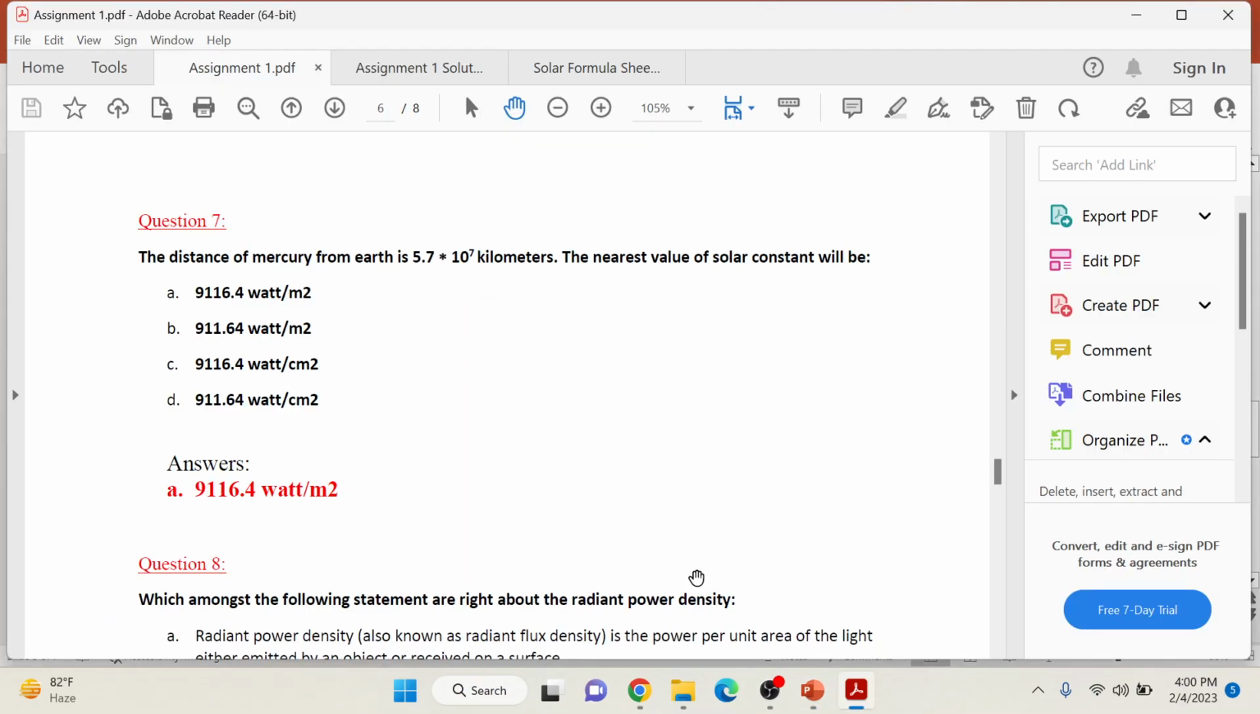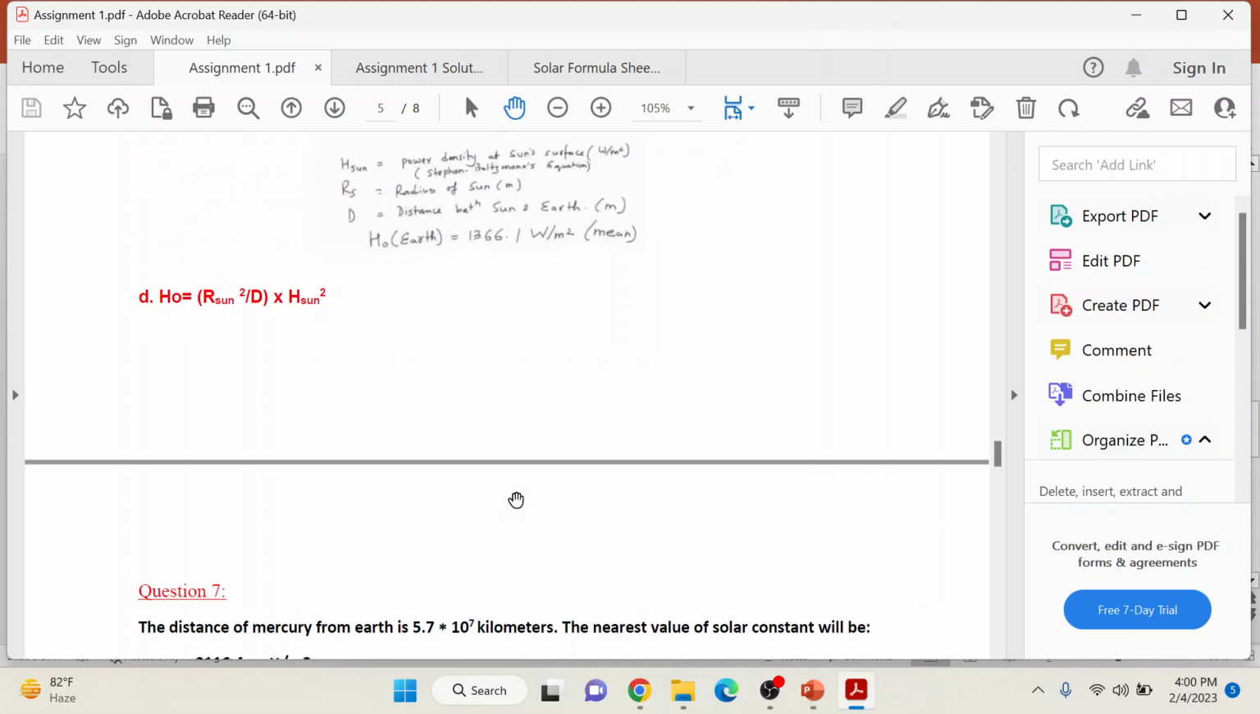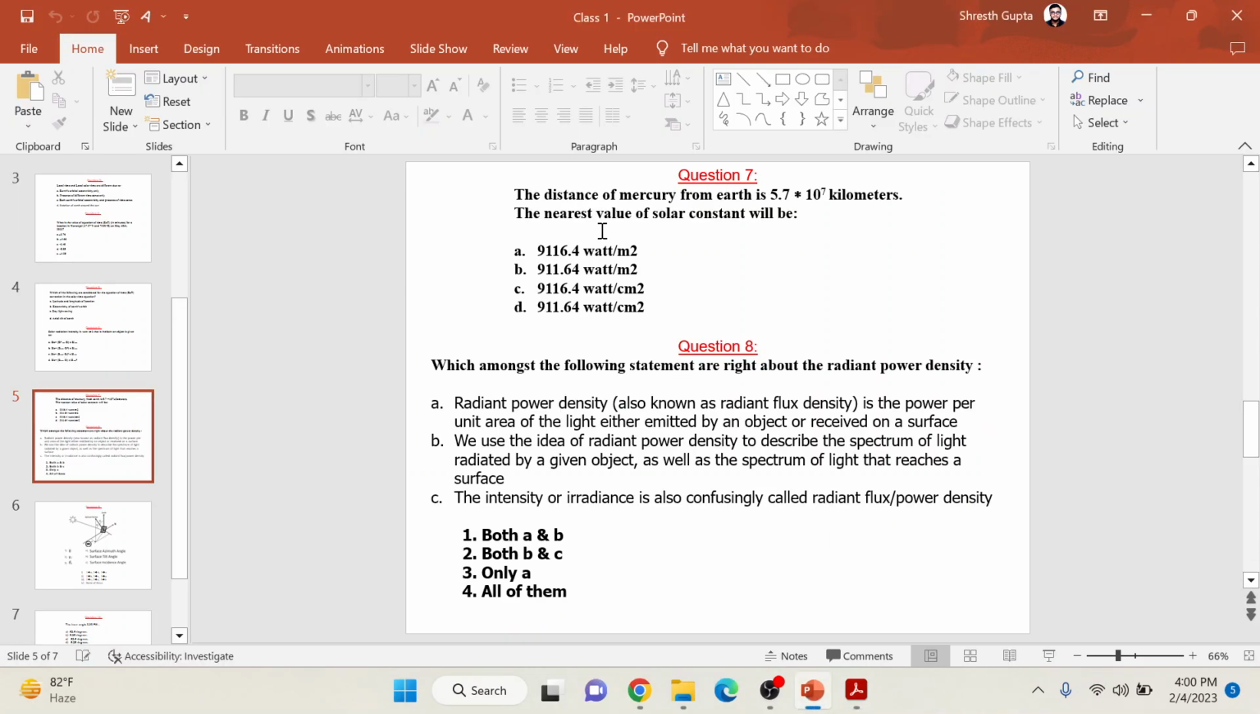Again, I'm repeating, you have to have a look at the H naught relation with D square. This is a common term in both of them, and then H naught of Mercury we need to calculate. Then we see the order of magnitude, and the magnitude is 6 to 7 times, so somewhere the value of H naught of Mercury will be 6 to 7 times of this value, and the only option which is 6 to 7 times is this. That means the correct option is A.